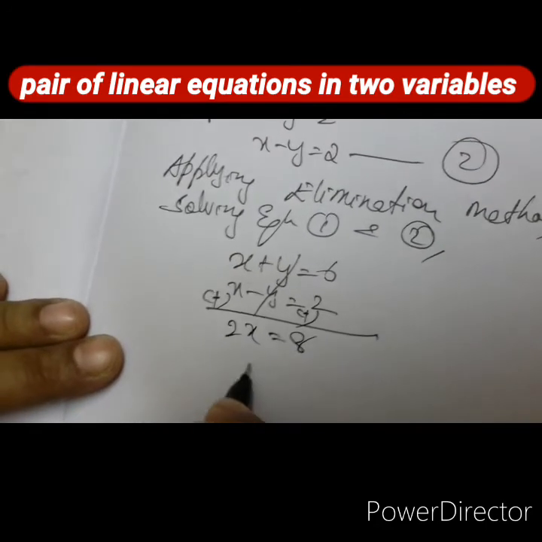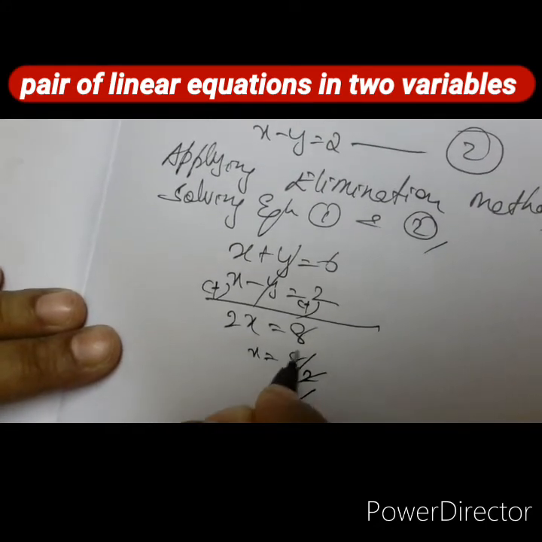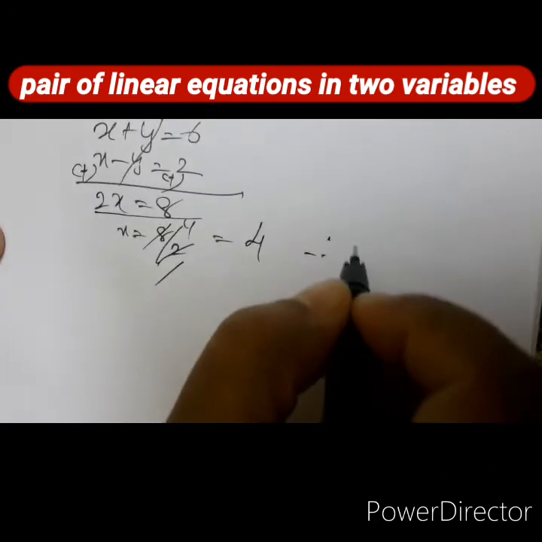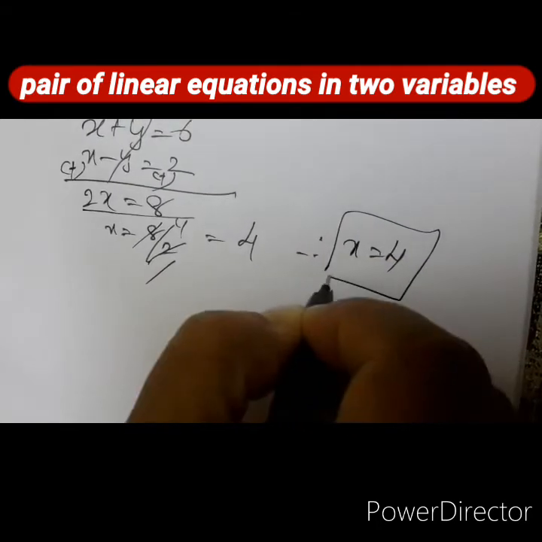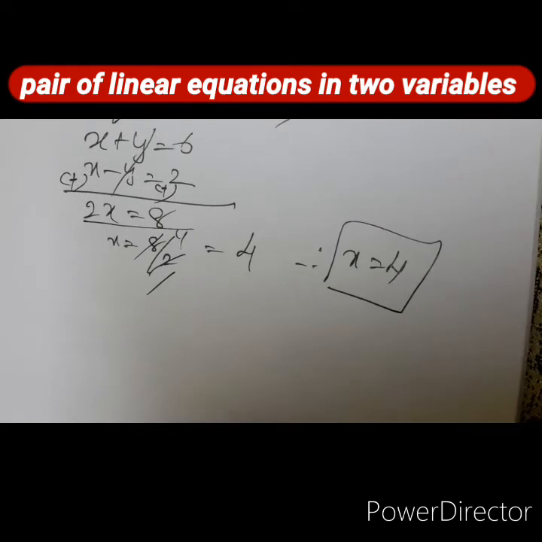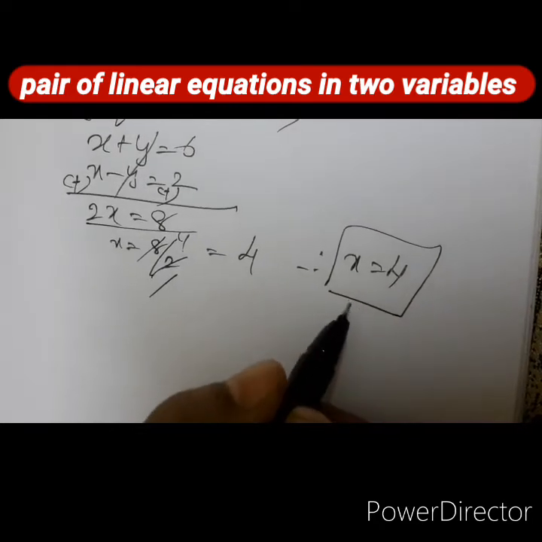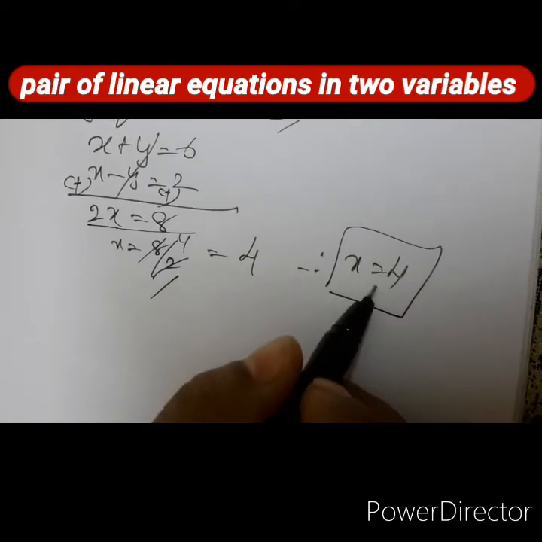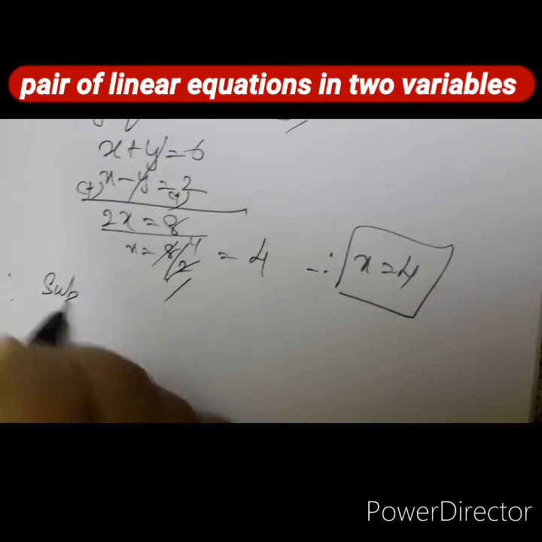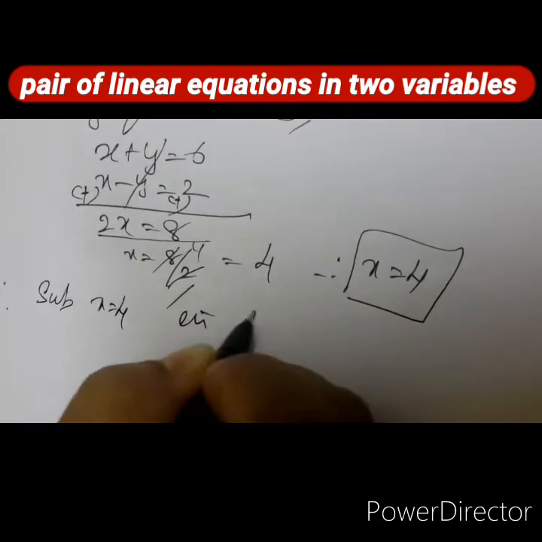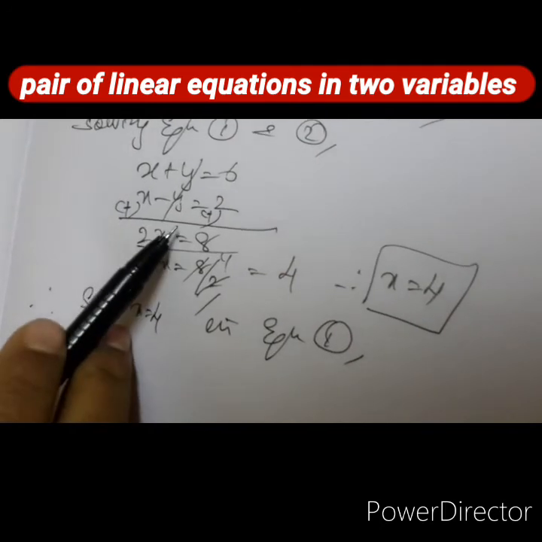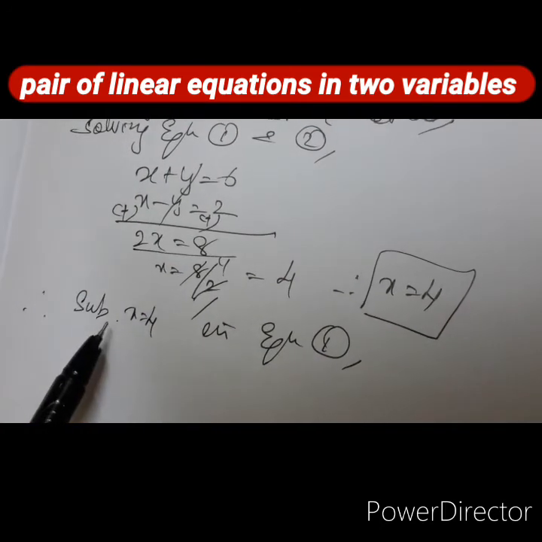2x equals 8. x equals 8 by 2. 2 1s are 2, 2 fours are 8. Therefore, x equals 4. Clear? We got one value for x. What am I doing now? I am substituting x equals 4 in equation 1. See, here I am using the word substitution.